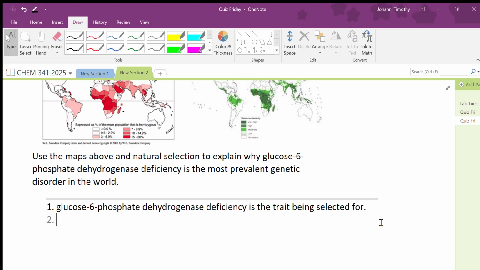I was thinking there's a third variable, like the diet that we talked about, the oxidants.